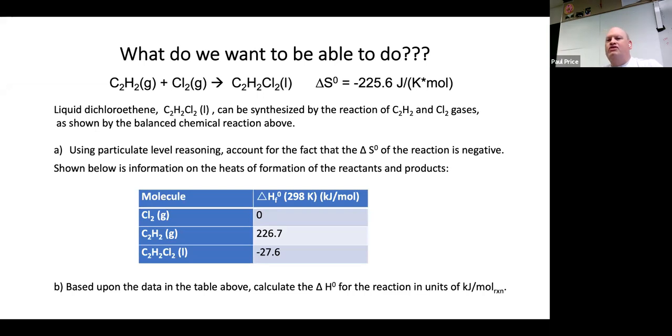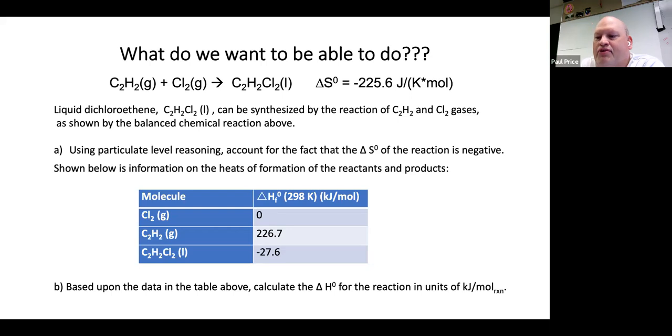So what I want to do is look at a type of question that we would see on the free response of the AP chemistry exam. This could also be a multiple choice question, although it would be written in a slightly different format. Here's what we want to be able to do by the end of our hour together. We have the reaction of C2H2 with chlorine gas to make C2H2Cl2. That's ethyne reacting with chlorine to make a molecule called dichloroethene.